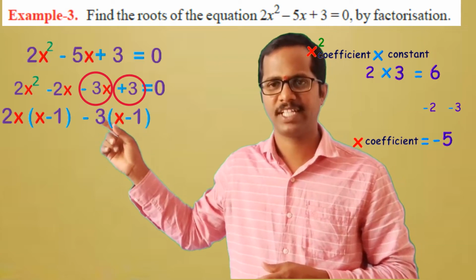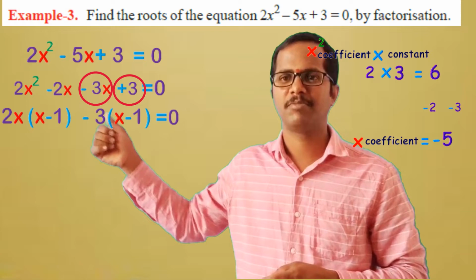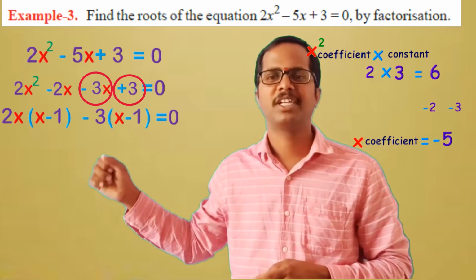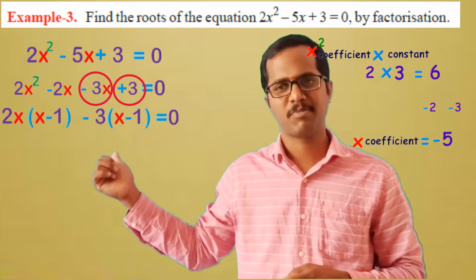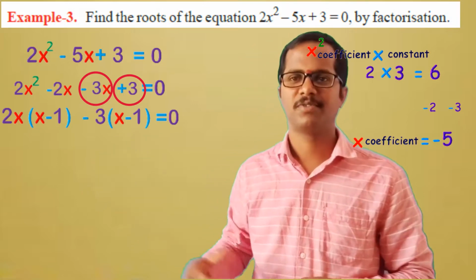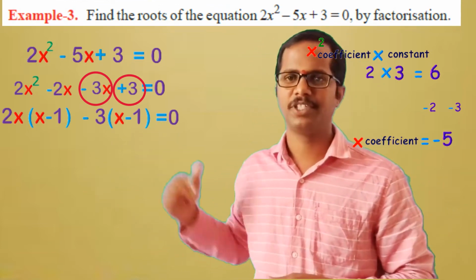So by taking minus 3 as common out, we get in bracket: from the minus 3x term, if we take out minus common, it becomes positive x, and from plus 3 we take out minus 3 common, so we get minus 1 in bracket. So what we get? Minus 3 into x minus 1, and which equals 0.